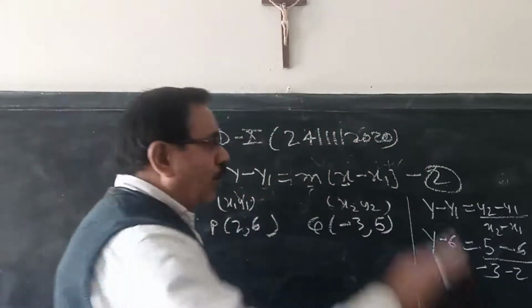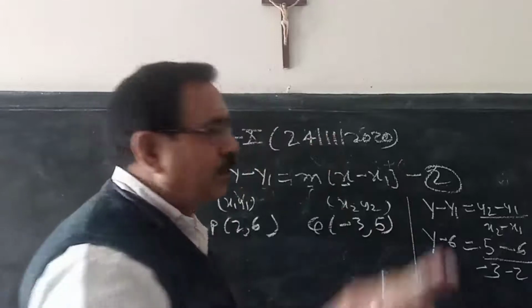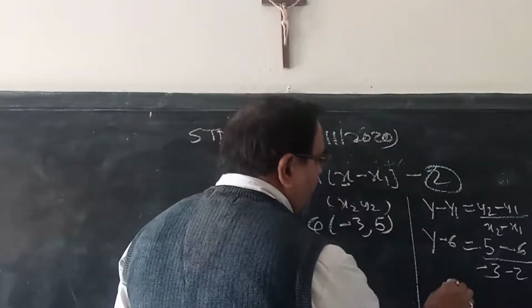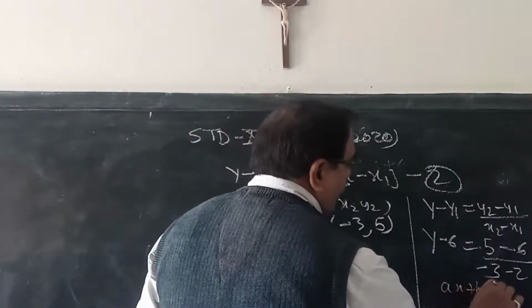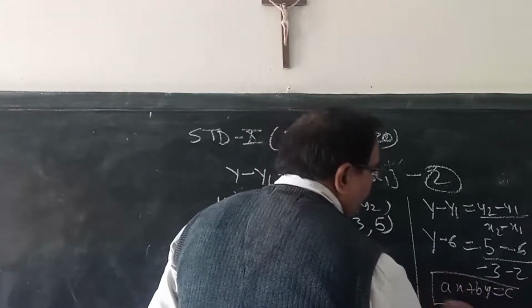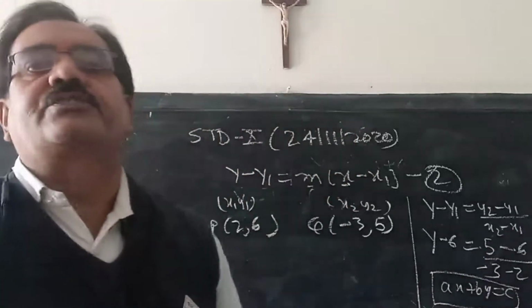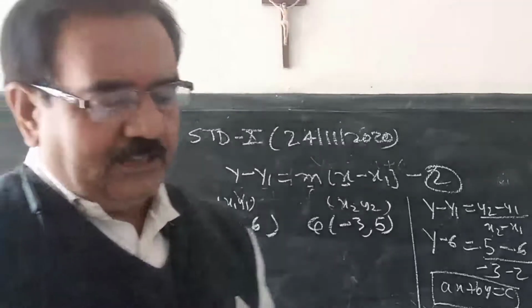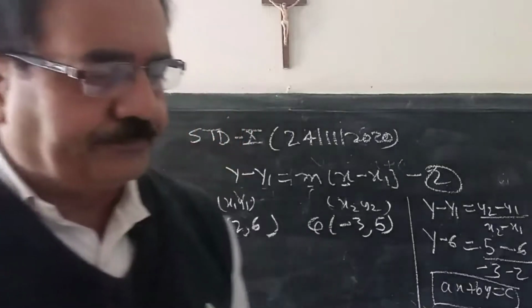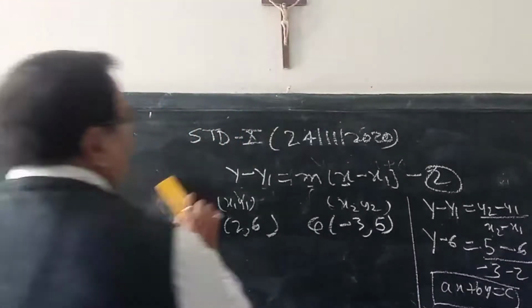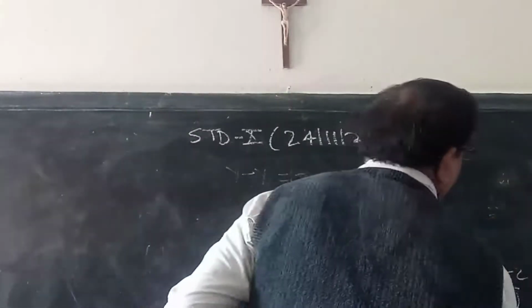Simplify it. Don't leave it in fraction form. After simplifying, always write in the form ax plus by is equal to c. That is the equation of a straight line. Do you follow? So, these are the three equations you use to solve the questions.